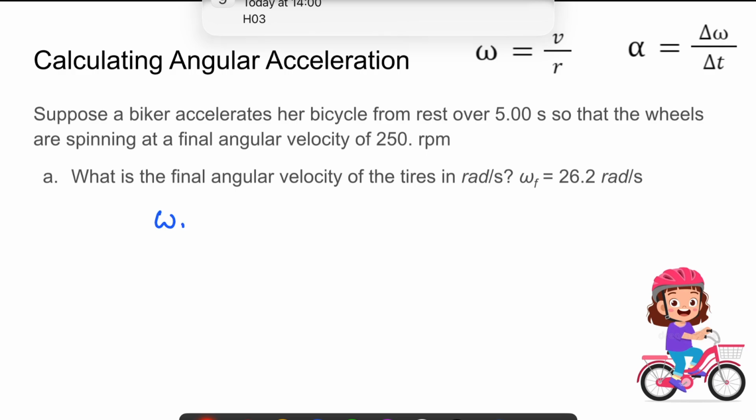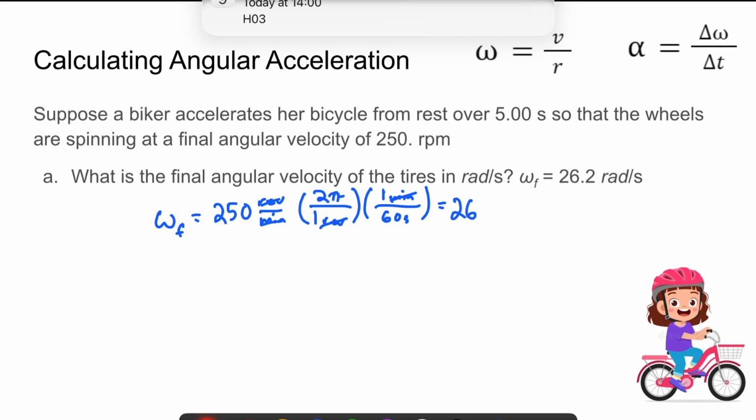So we've got our angular velocity is 250 revolutions per minute. And we know that for every 1 revolution, we have 2 pi radians, and then we can cancel out our revolutions. And obviously, for every 1 minute, we have 60 seconds. It cancels out our minutes. So if we take 250 times 2 pi divided by 60, all that's left are radians per second. So this gives us about 26.2 radians per second.